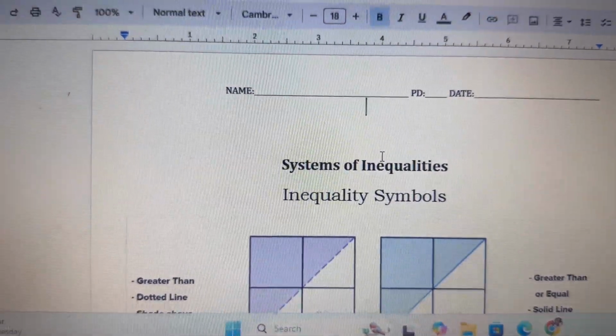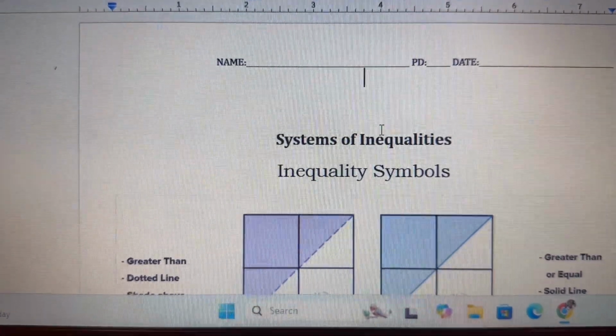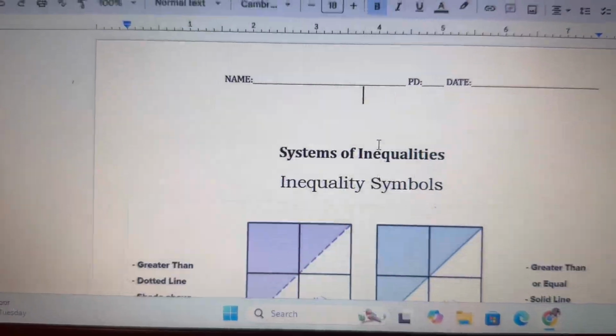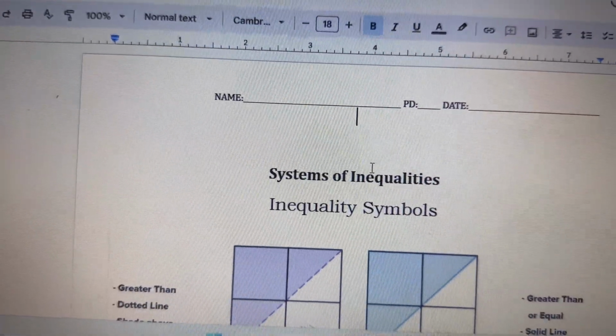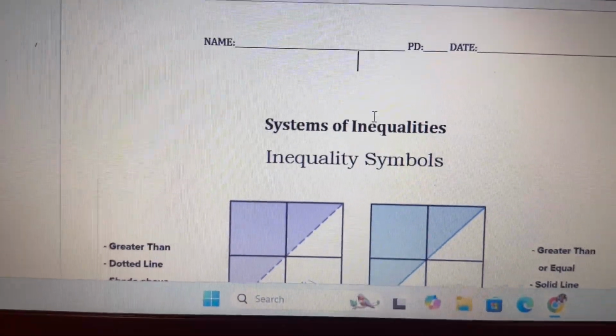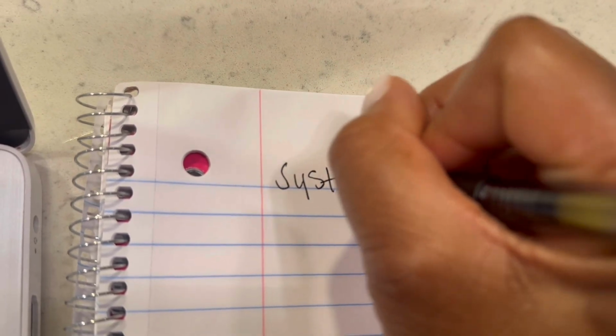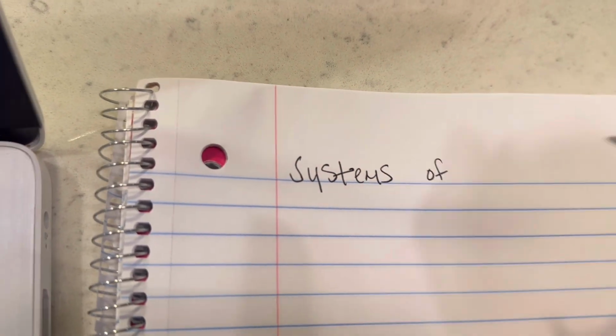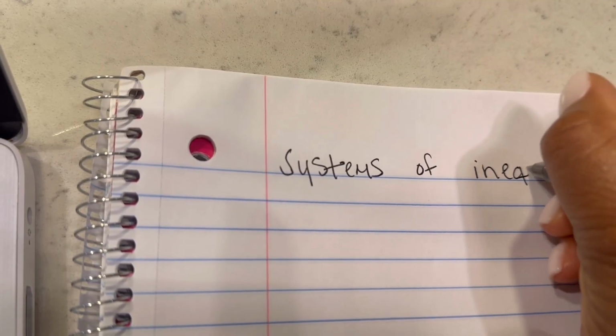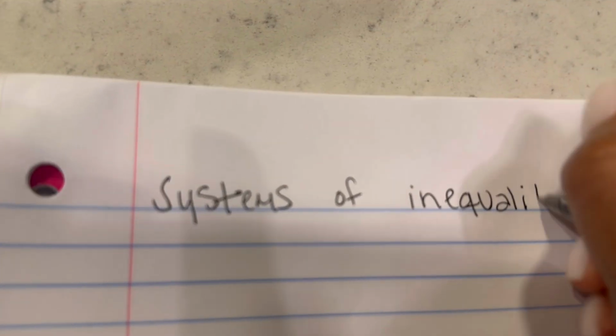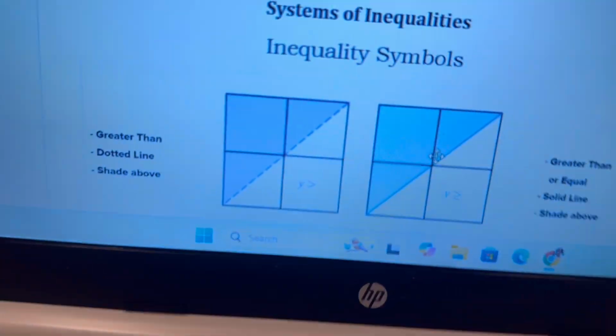All right, today we're learning about systems of inequalities. We're going to do it by graphing and also by plugging in if you do have answer choices. So go ahead and label your notebook systems of inequalities. Make sure you put your symbols in your notes. Make sure you put these symbols here.